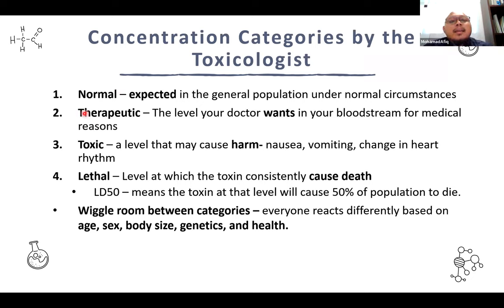Then the second one is therapeutic. Therapeutic is the amount of the chemical or substance that the doctor wants in your bloodstream to treat you. For example, the doctor wants the amount of paracetamol inside your bloodstream to be about 5 milligrams per mL, for example. If you follow that particular amount, it's a therapeutic level. Toxic is a level that may cause harm, for example, vomiting, dizziness and so on. For example, you take 5 tablets of paracetamol at once.